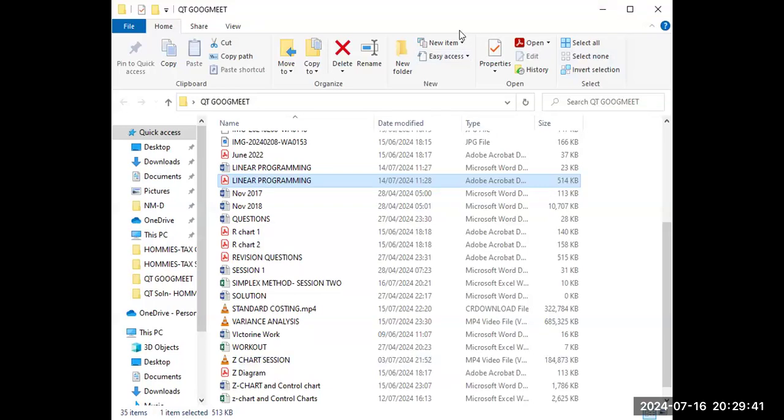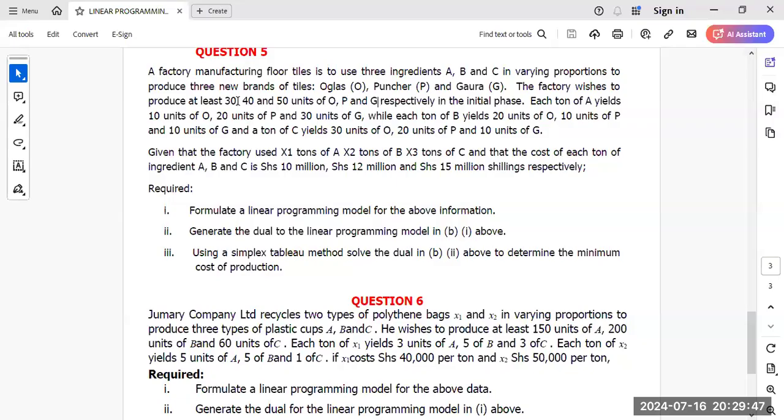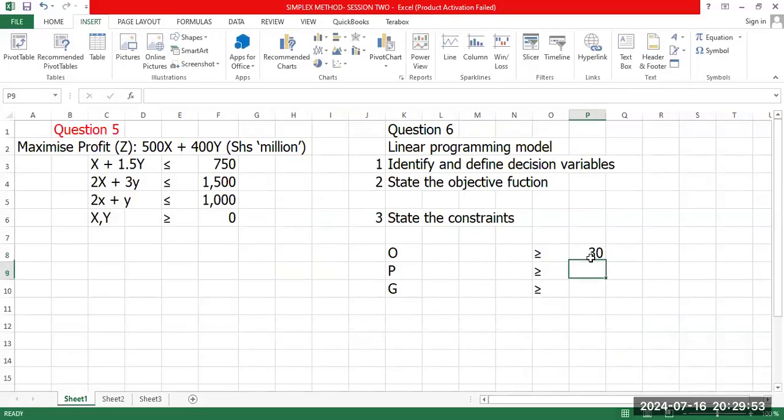30. For O, it is 30. Perfect. This is 30. The next one is what? 40. The next, 50. Next is 50.